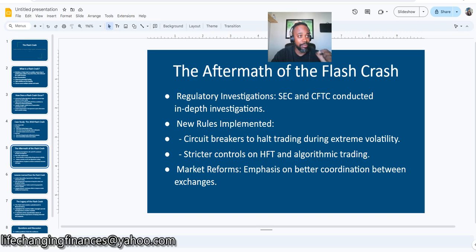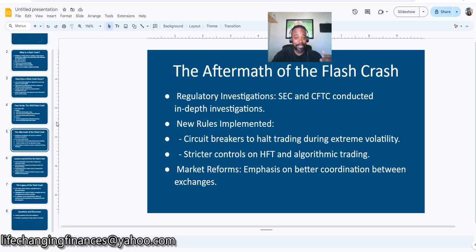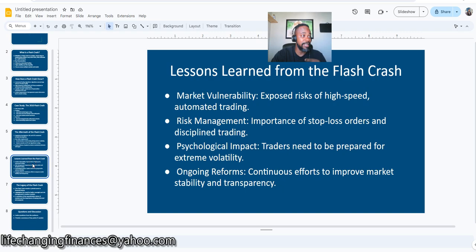Okay. Now, new rules implemented. You've got circuit breakers to halt trading during extreme volatility. And then you've got stricter controls of HFT and algorithmic trading. Then you've got market reforms, emphasis on better coordination between exchanges. So, in order to prevent the manipulation that can go on and hurt a lot of people's financial future, they have to implement these regulatory investigations and put new rules into place. Therefore, these things won't occur like they did in 2010.